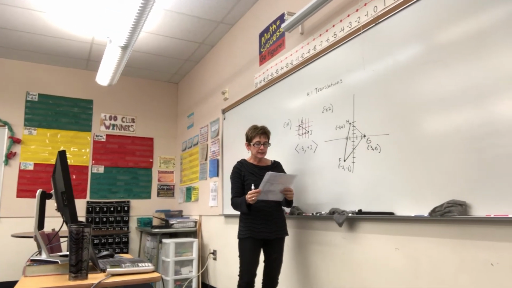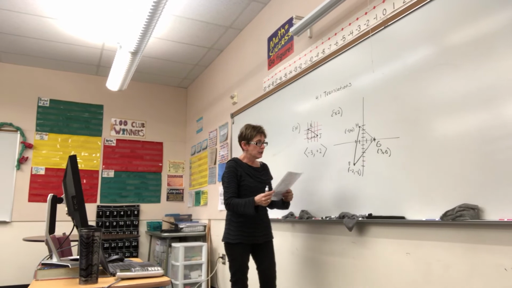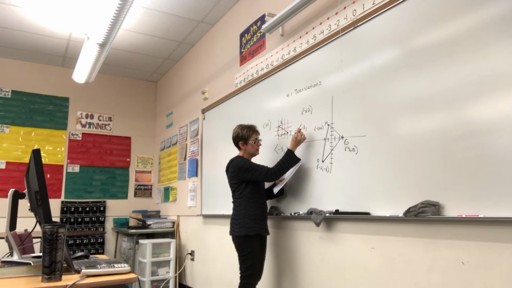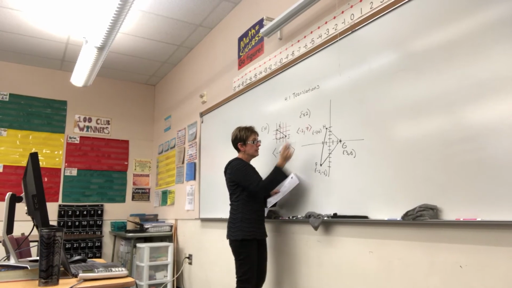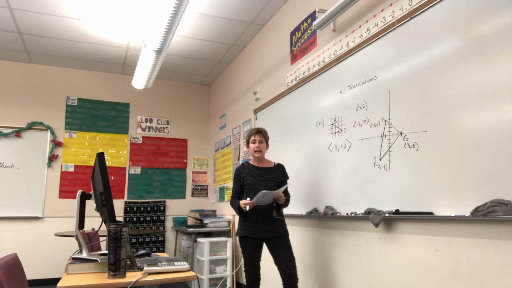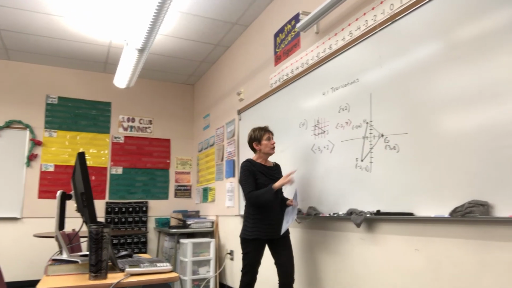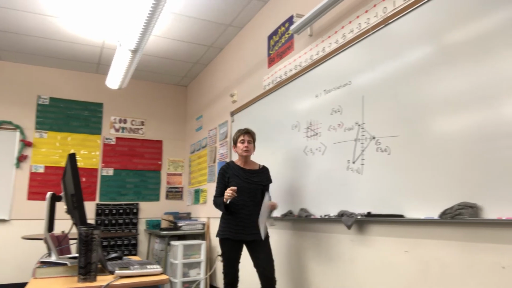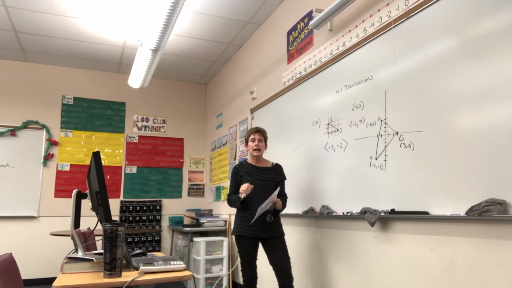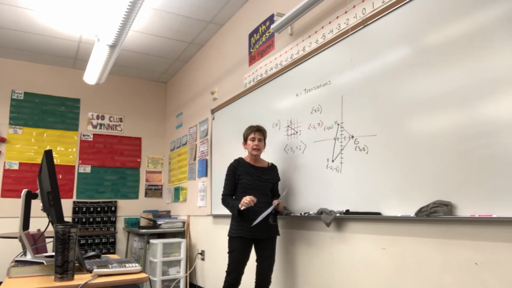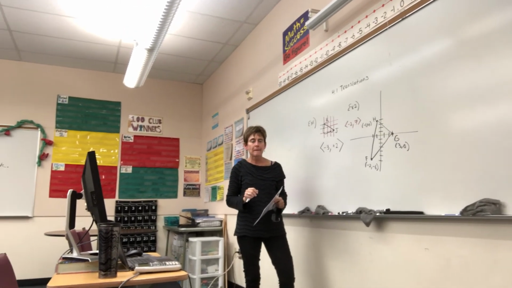Now, it says if we want to translate using the vector <-2, +7>. If I wanted to translate triangle FGH, the one we just graphed, using the vector <-2, 7>, can you guess which direction I would want to go first? Would I want to go left or right, and how many would I go?